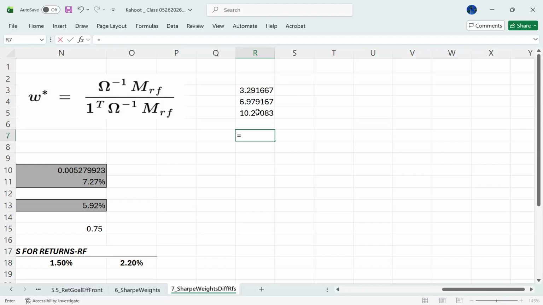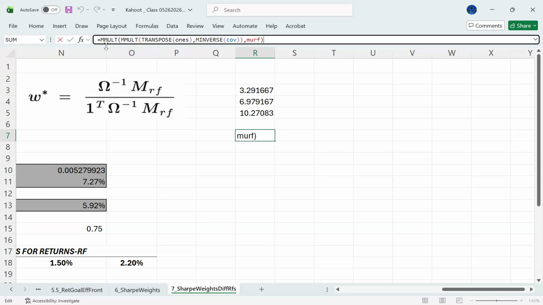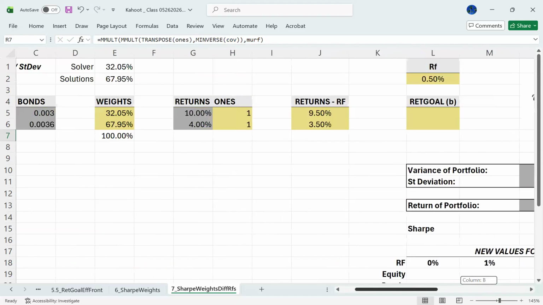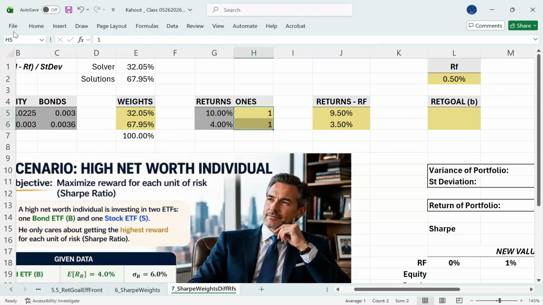We can use matrix MMULT, transpose of ones, comma, MINVERSE of covariance, close the first multiplication, mu RF, close the second multiplication. Let me see if I missed MMULT. Then we have transpose of ones, and I am missing ones. So let's go there, and let's give this a name, ones.